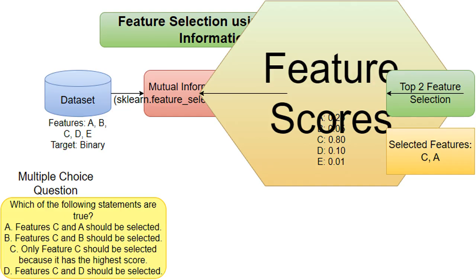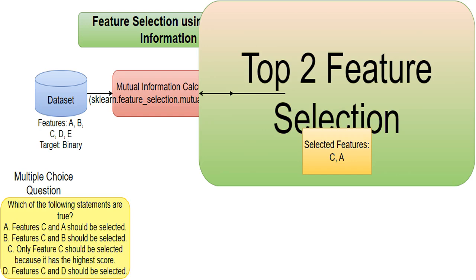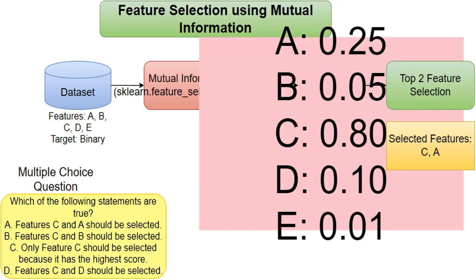These are the results. Feature C has the highest score, 0.80, indicating it's strongly related to the target. Feature A has the lowest score, 0.01, meaning it is weakly related to the target. To make predictions efficiently and effectively, I need to choose only the top 2 features that provide the most information about my target variable. Based on the scores, I selected features C and A because they have the 2 highest mutual information scores.